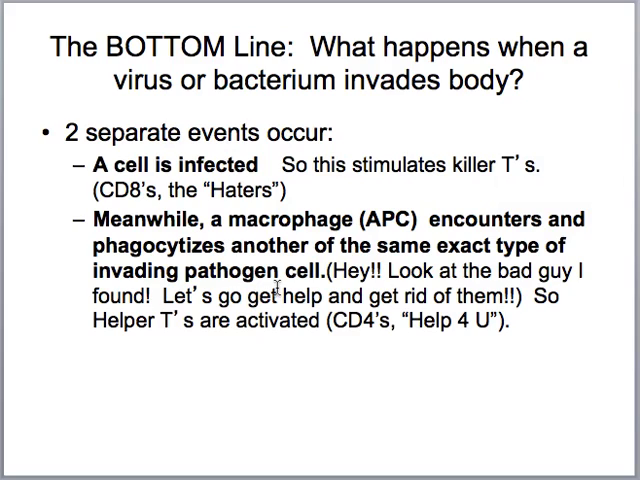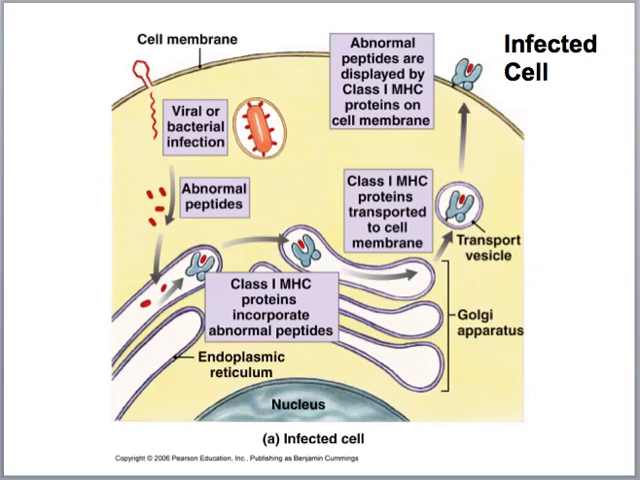So we have two separate things happening. We have a cell that gets infected, which will stimulate the CD8s, and meanwhile, in the same general area, a macrophage will see the same invader organism, and it will phagocytize it, and it will then cause the activation of the CD4 cells. These are the helper T cells.